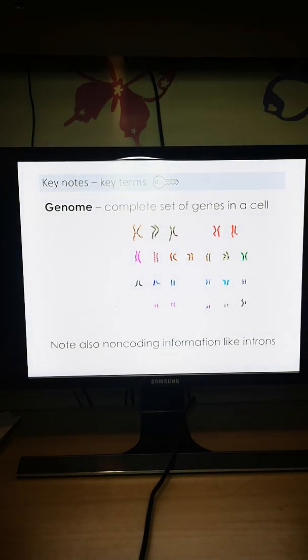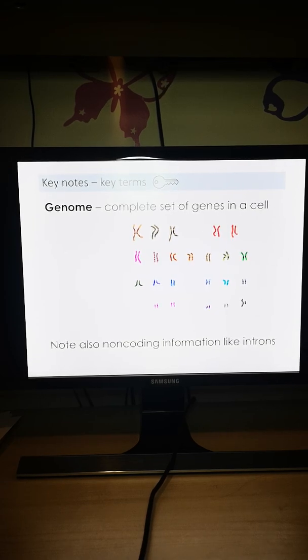Okay, moving on to some key terms. So in your keynotes now, you will see that there's some extra key terms before we review and recap DNA and RNA structure. Okay, so the first key term to make sure we fully understand is the word genome. In your keynotes, this is the exam board definition. It's the complete set of genes in a cell. Okay, that's what they say.